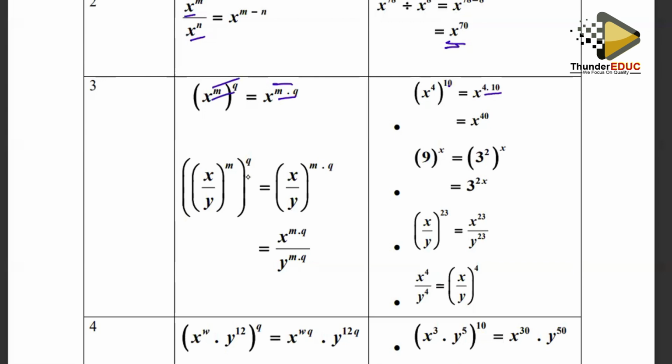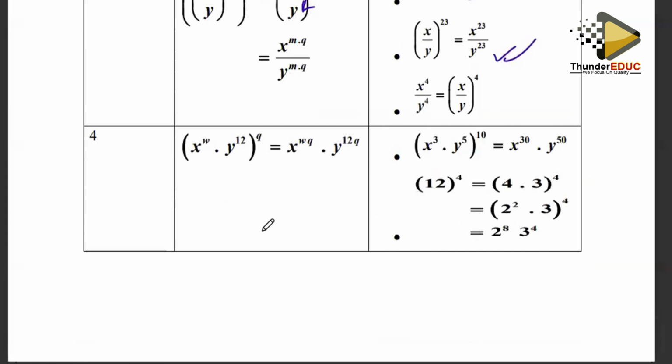Okay? So we have m and q, which is mq. So this mq will affect the exponent of x. It will also affect the exponent on y. We can have those examples as well. Then law number 4, you have an exponent outside and you're multiplying or dividing. This exponent q will affect w. It will also affect the 12. So that you have w to the q and then 12 to the q. So there we go, okay?